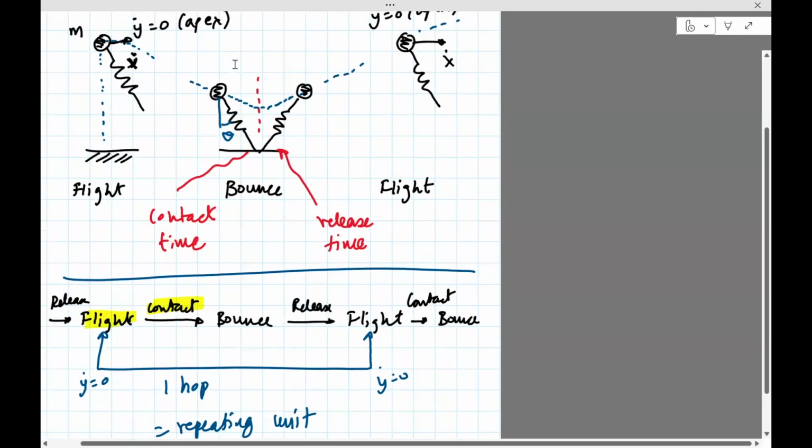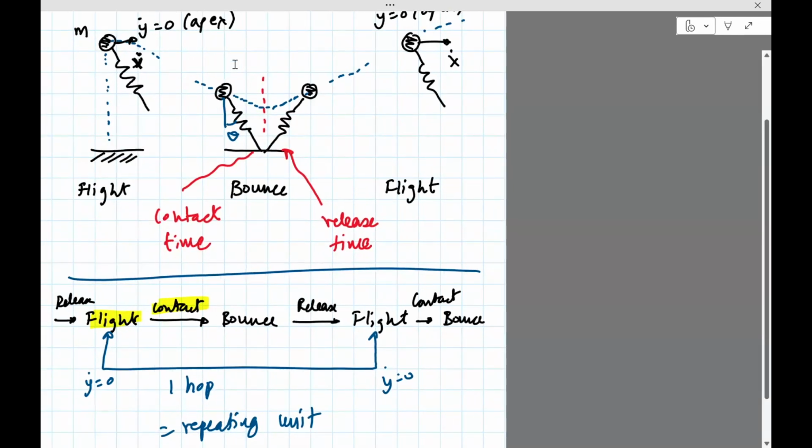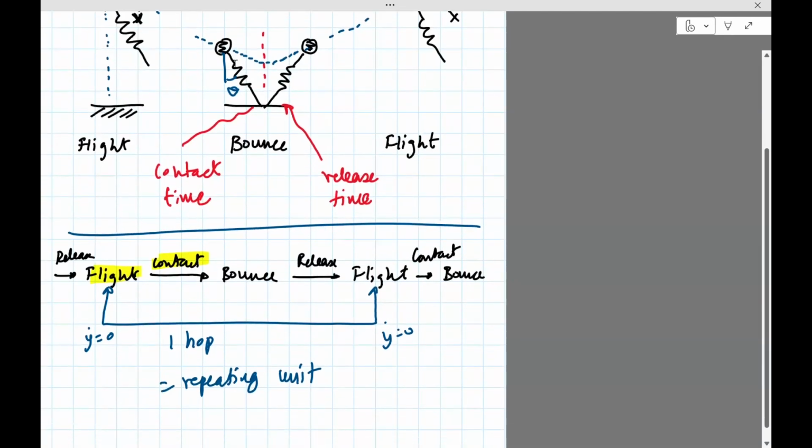And once you're airborne, you go to flight and you stop. Okay, so that's the repeating unit. We've sort of got the different things. Let's try to see how to model each of these aspects, right?